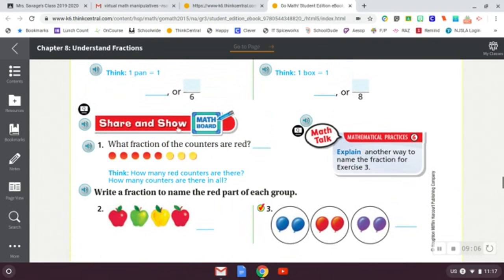Okay. What fraction of the counters are red? Well, my denominator is always the number of counters in the group, or apples, or balloons, or whatever it is that we're talking about. So let's find the denominator. 1, 2, 3, 4, 5, 6, 7, 8. So my denominator is 8. My numerator is the group I want to talk about. Counters that are red: 1, 2, 3, 4, 5. So 5 eighths of this group is red.